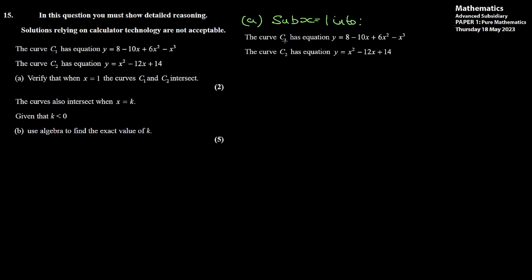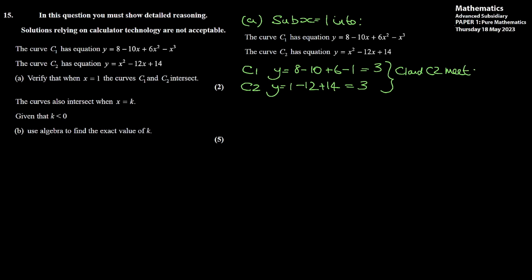So we're substituting x equals 1 into both of our equations here. For C1, we get that y is equal to 8 minus 10 plus 6 minus 1, and that turns out to be 3. For C2, we get y is equal to 1 minus 12 plus 14, and that also turns out to be 3. So the conclusion is they meet at the point (1, 3).